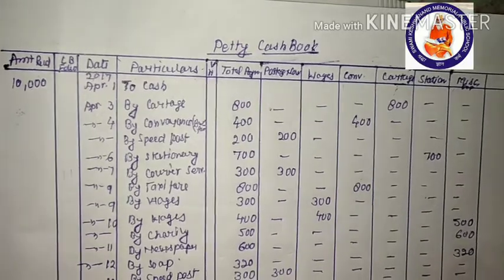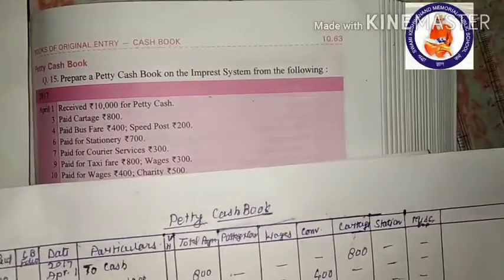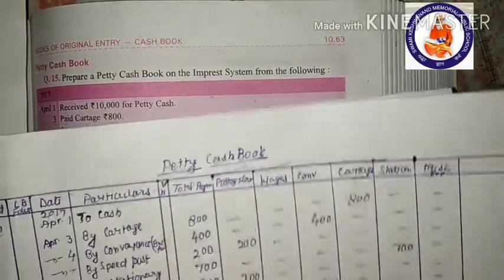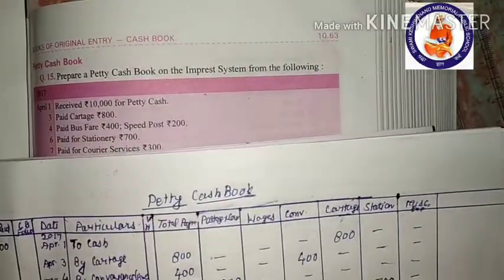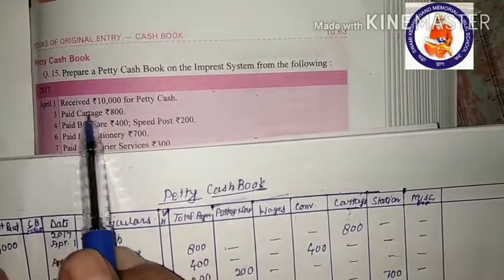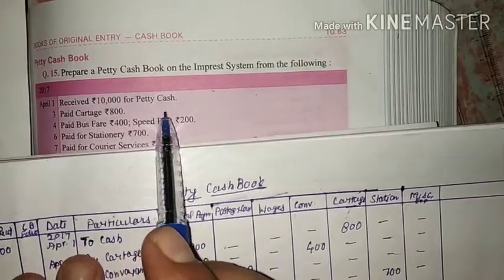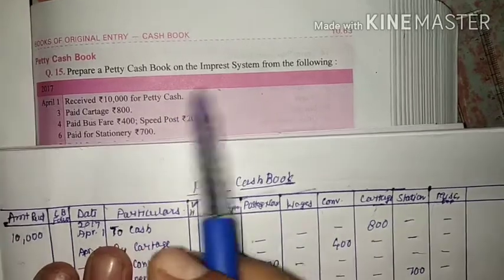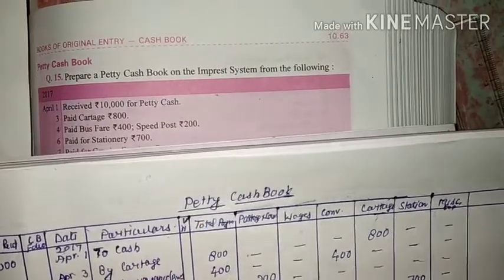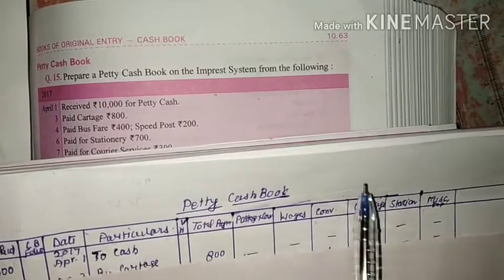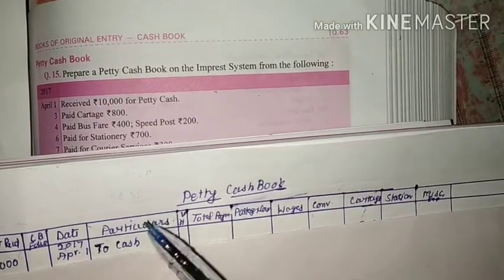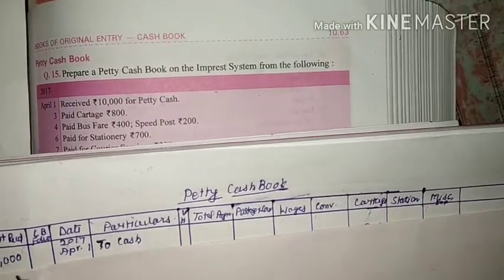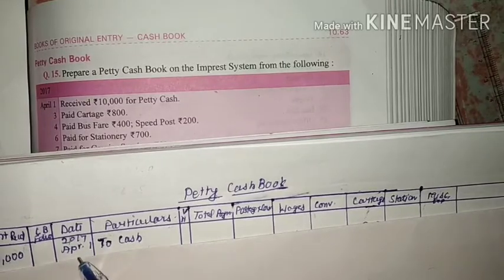So now this is the question here. We are going to start this. Number one, it says April 1st, received 10,000 for petty cash. Okay, received 10,000 for petty cash. We can do it like this. This 10,000 has been received on April 1st.